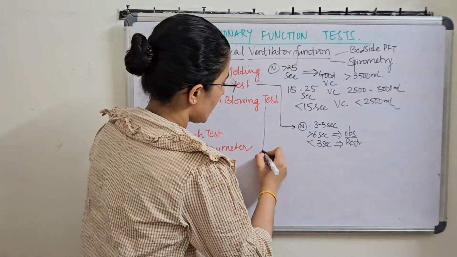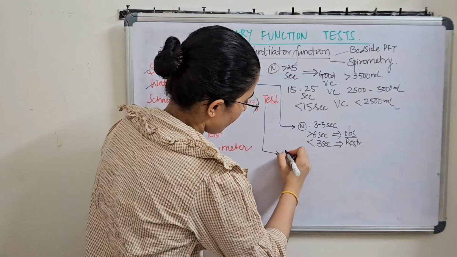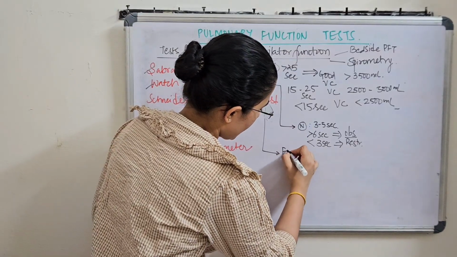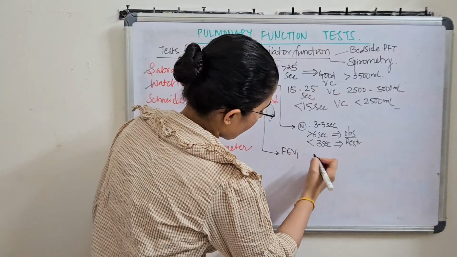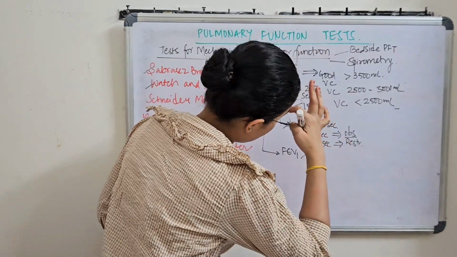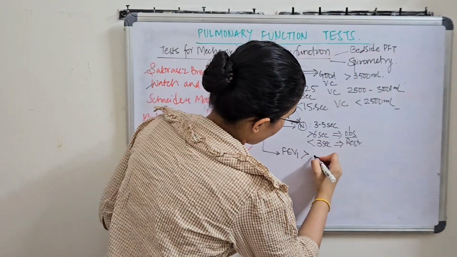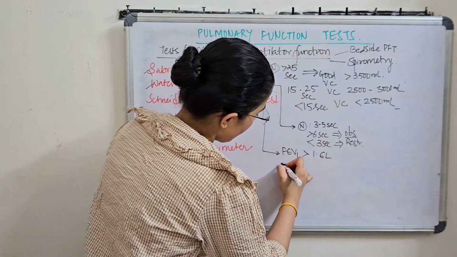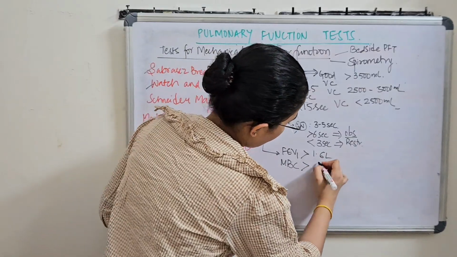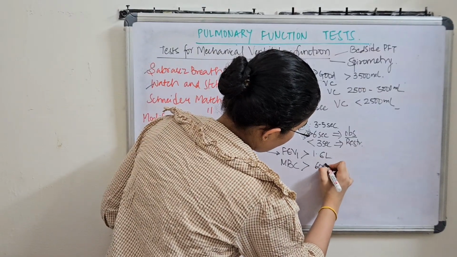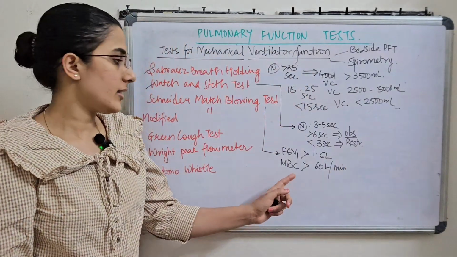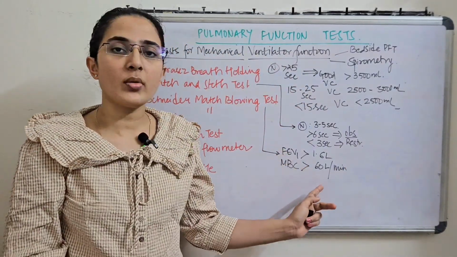So in Schneider's match blowing test, if the patient is able to blow out the matchstick, then his FEV1 will be more than 1.6 liters, or the maximum breathing capacity will be more than 60 liters per minute. Okay. So this is the Schneider's match blowing test.